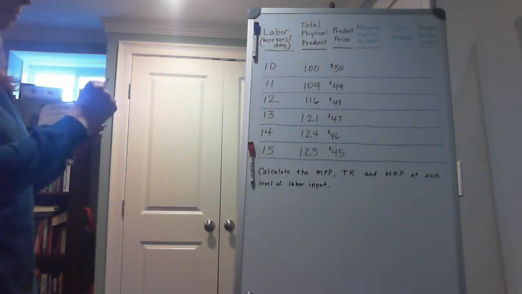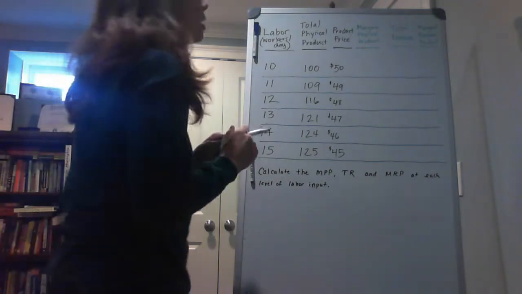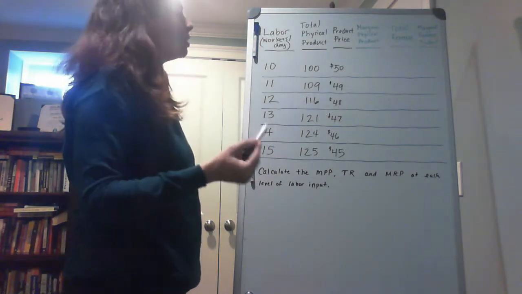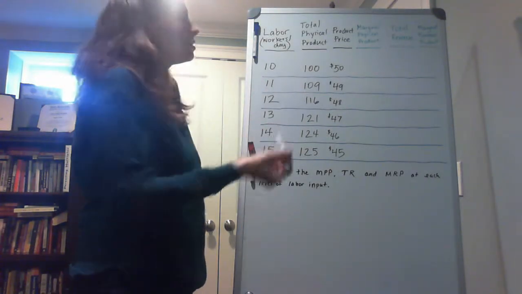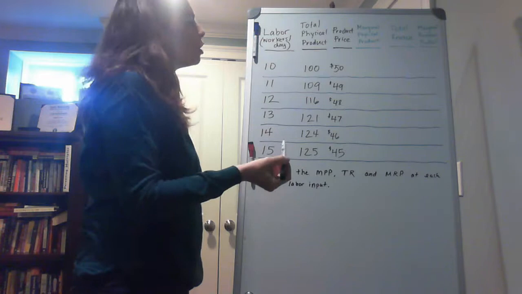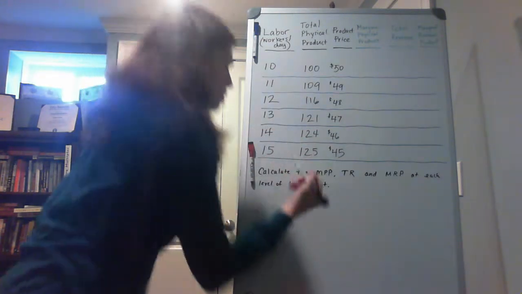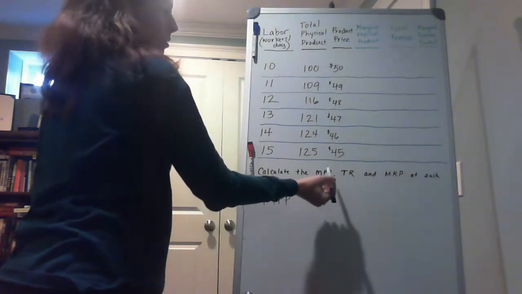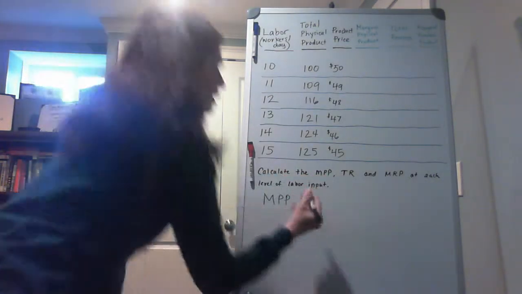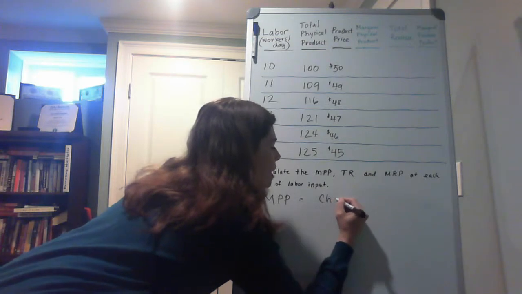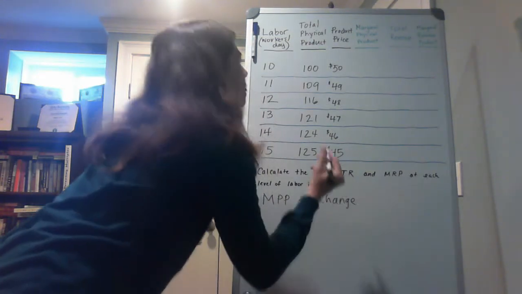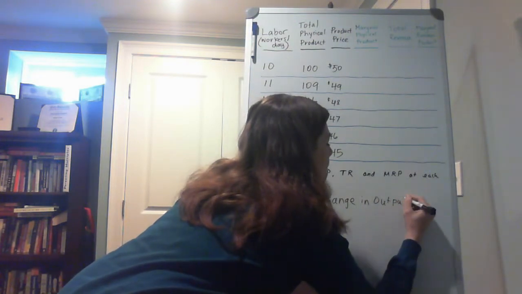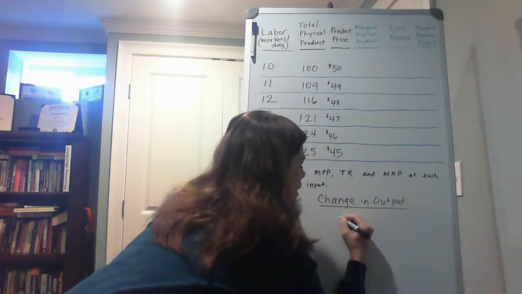And at level 11, the marginal physical product, all that asks is how much that 11th worker adds to the total production. So what you're going to have here, I'll write it out for you. MPP, marginal physical product, is just equal to the change in output over the change in labor.